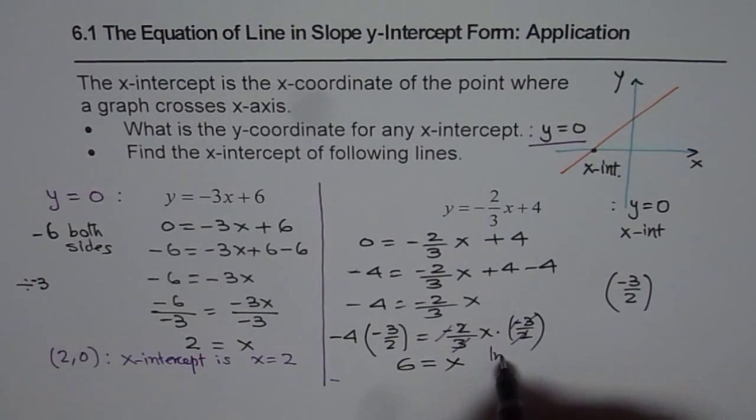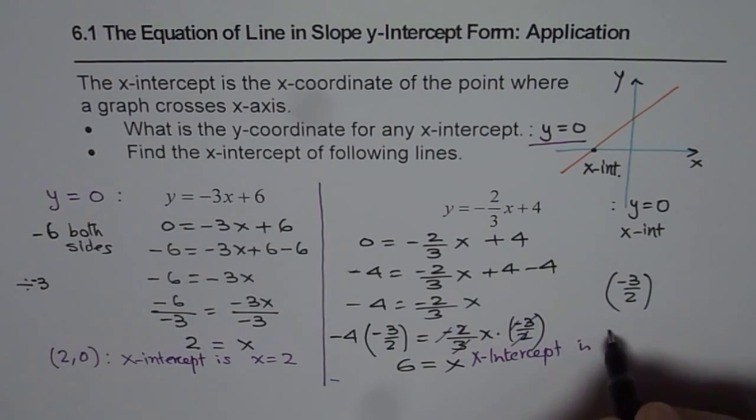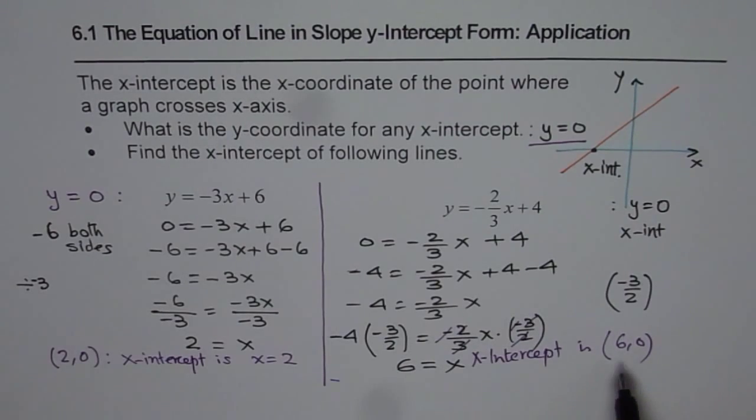So we can write the x-intercept is, you could write the coordinate point, which is 6, 0, or you could only say the x-intercept is 6, correct? So that is how we should be finding the x-intercept from the given equation in slope-intercept form. So remember, at the x-intercept, the y value is 0, and that helps to solve for the x-intercept after rearranging the equation. Thank you.